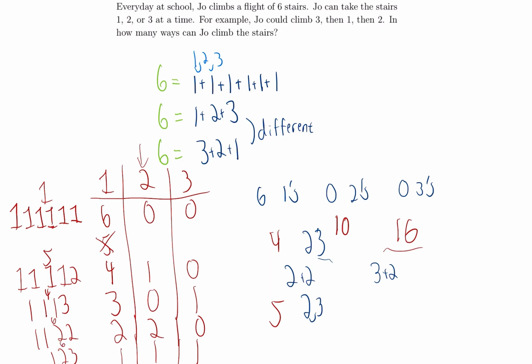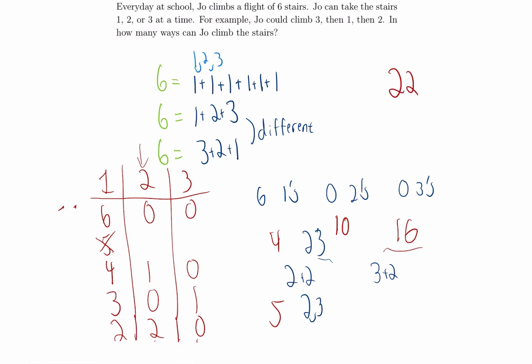Okay, so far we have 22, and we have one more case. 1 zeros. So how do we make 6 using 2s and 3s? There's 2 plus 2 plus 2. That's the case with only using 2s. Or you could also have a 3 plus 3. So there's 2 ways. Then we can sum those and we'll get 24.